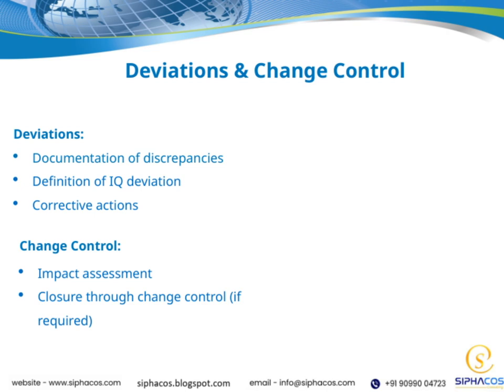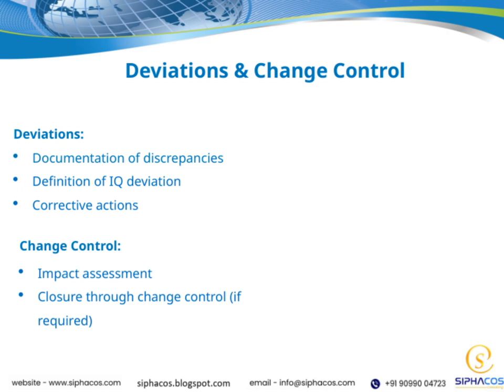Moving on to deviations, these are essentially discrepancies we encounter during our operations. It's crucial to document these deviations thoroughly so we have a clear record of what went wrong or differed from the plan. When it comes to IQ deviations, we need to define them precisely to understand their scope and impact. Addressing deviations also involves implementing corrective actions to resolve issues and prevent recurrence.